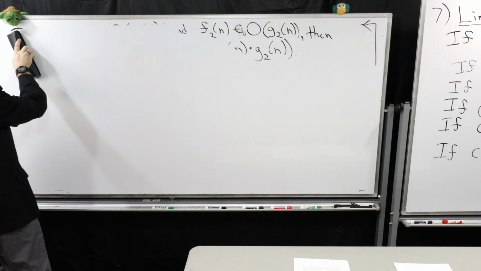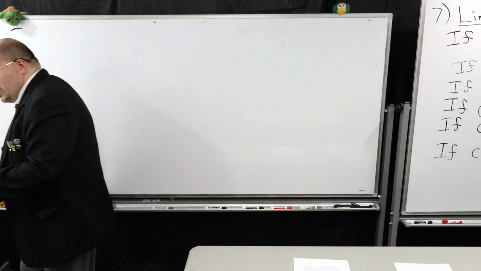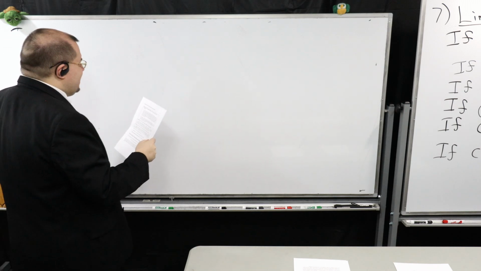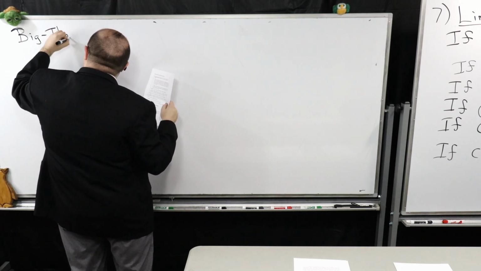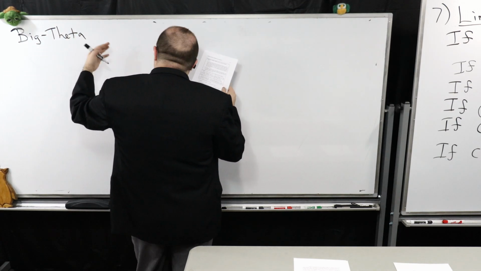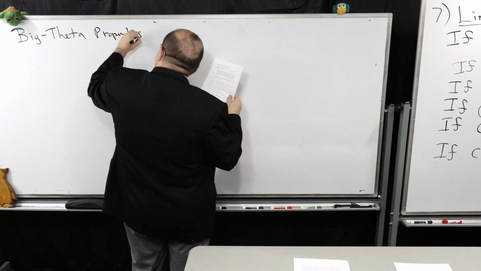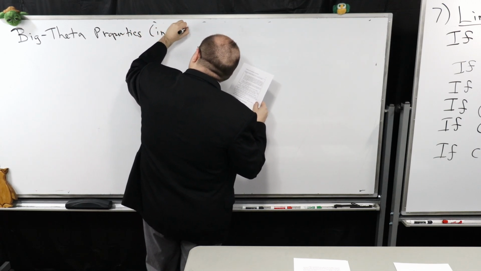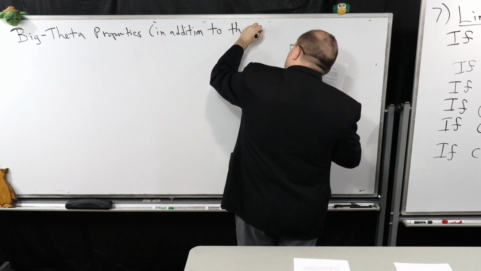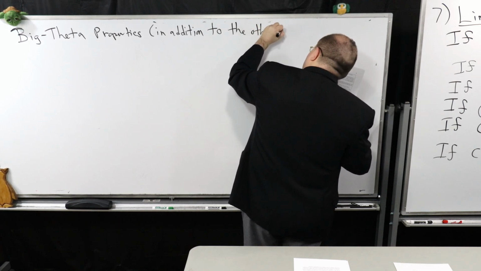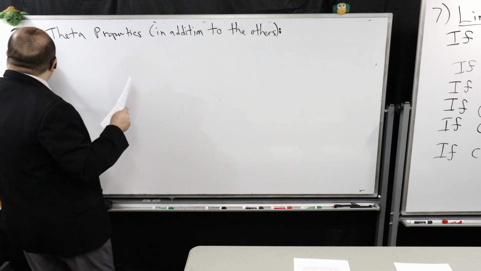Wonderful, wonderful. Now I want to give you a couple more properties involving big theta, because big theta has some very neat properties. So many that I may not even talk about all of the possible ones I could talk about with big theta properties. But there's two additional properties I want to point out to you. So these are in addition to the others. So here's a couple that I want you to be aware of, is that big theta is symmetric.